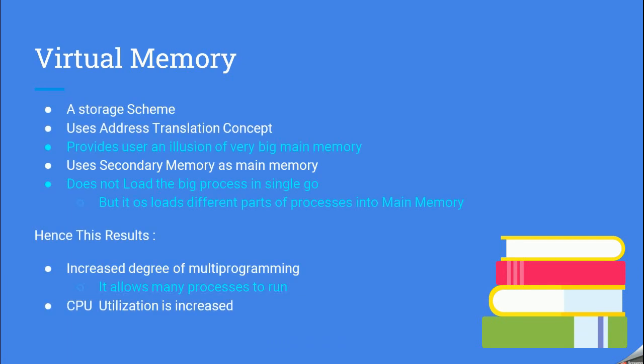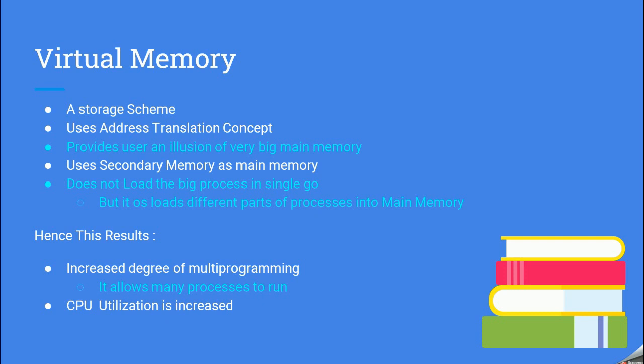Virtual memory is a storage scheme where we use the address translation concept. That means virtual memory just appears to be present, it is not actually present. It is just to provide the illusion that you have a very big memory, but it is not there. It uses secondary memory to appear as main memory. So how does it do that?